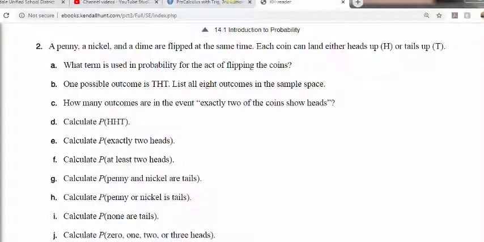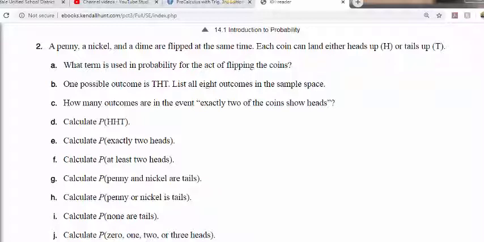And how many total? You can count your branches or you can count them right here, but I end up with a total of 8. So there are 8 total possible outcomes. Let me read the question again and see what they're saying here. One possible outcome is tails, heads, tails. List all 8 outcomes. Yes, so I've done it. Great. Done.